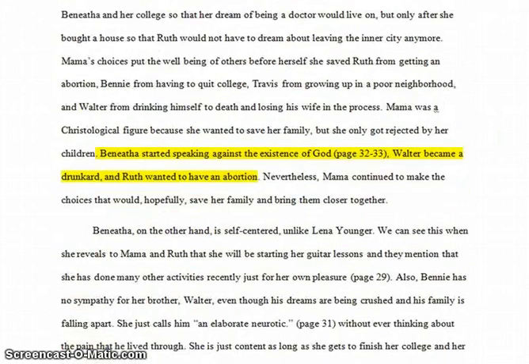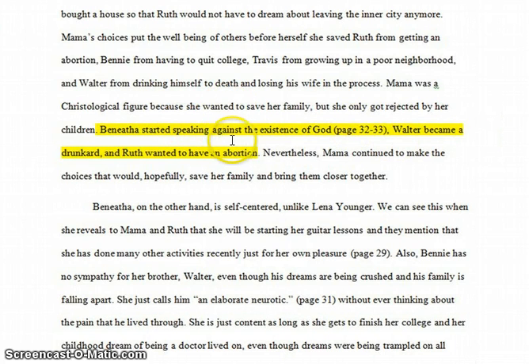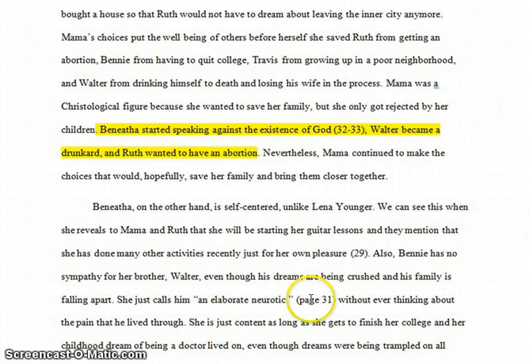Secondly, let's look down here where you have "Beneatha started speaking against the existence of God." When you do a documentation, take out this word "page," and that's the way you do it. Okay? And that's pretty simple. So wherever you have it, like right here, get rid of "page," right there, get rid of "page," etc.